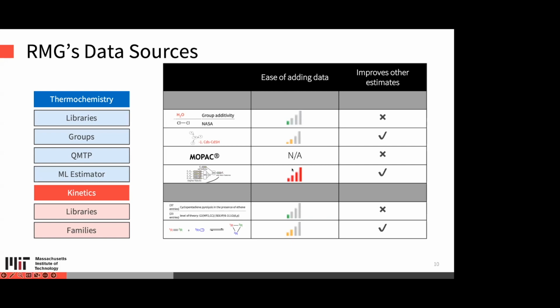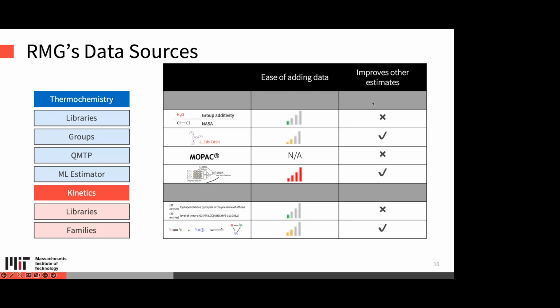And then our ML estimator is probably the hardest to add data for, simply because it requires knowledge of software packages that are kind of orthogonal to working with RMG. So if you happen to be familiar with those packages, then it shouldn't be too hard, but we'll label it as more challenging for now.